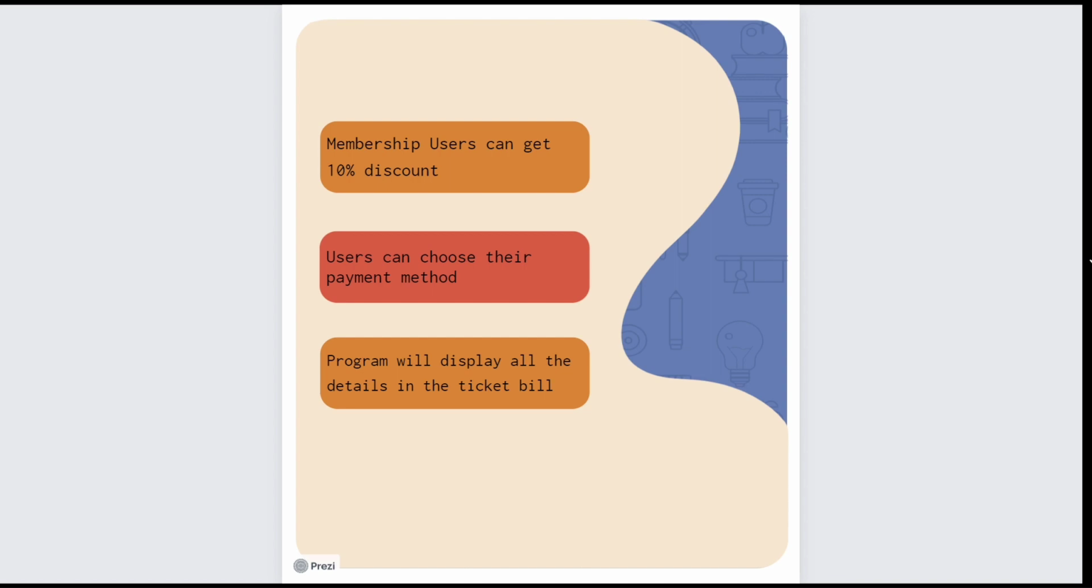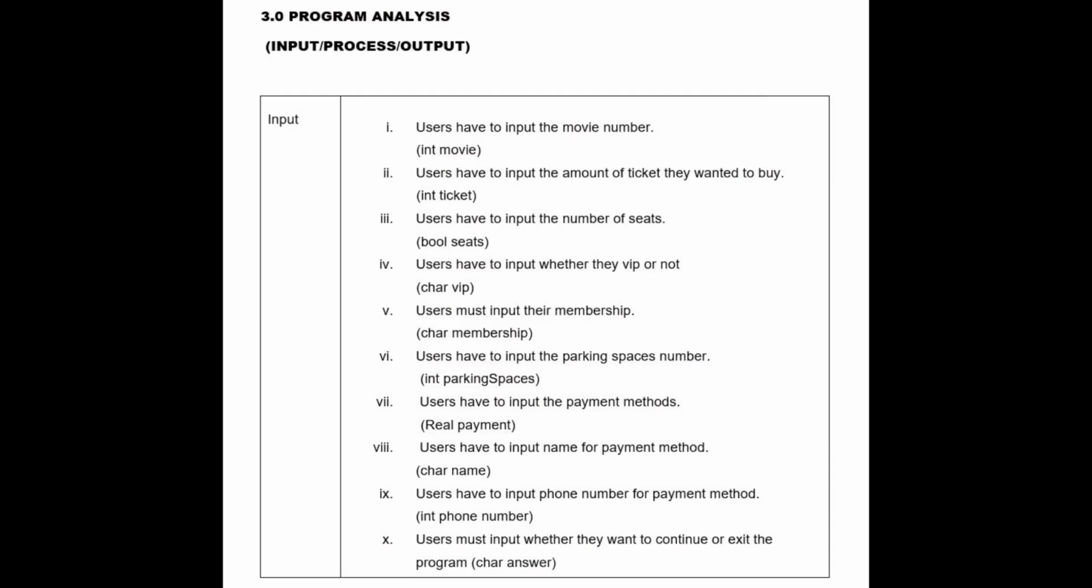Users can choose their payment method. And lastly, the program will display all the details in the ticket bill, which are name, phone number, movie name, total price, and price after tax. Problem analysis: input, process and output.